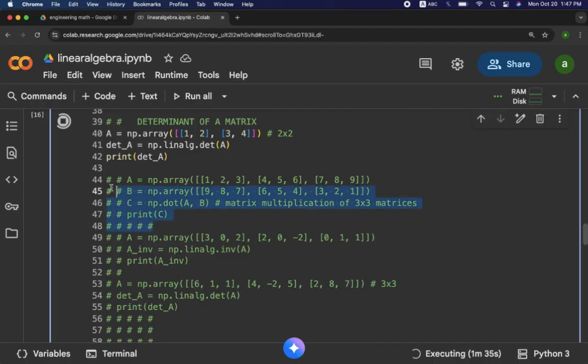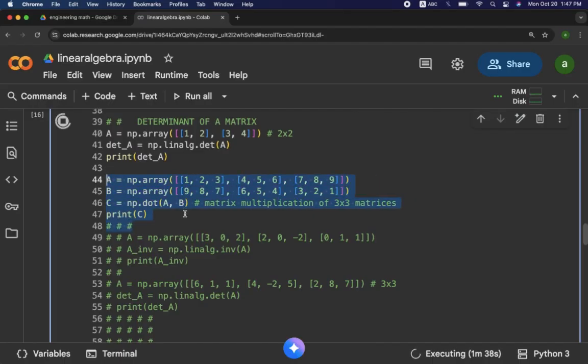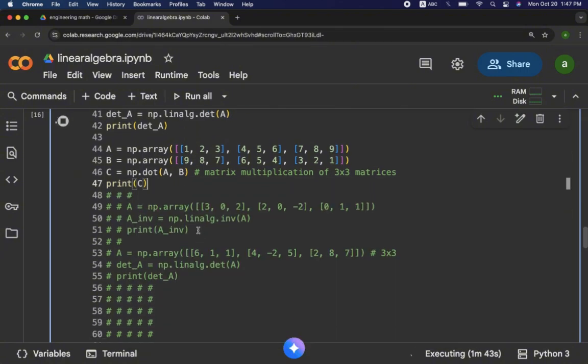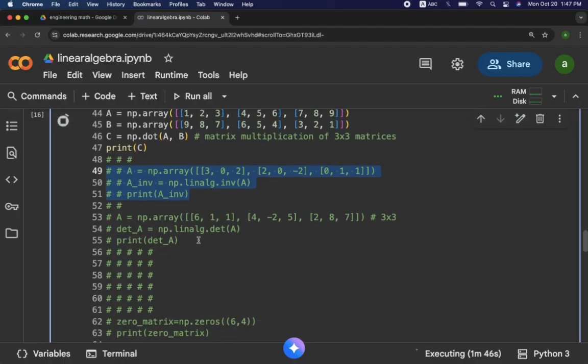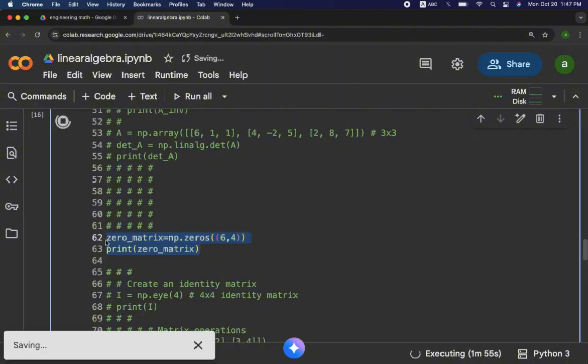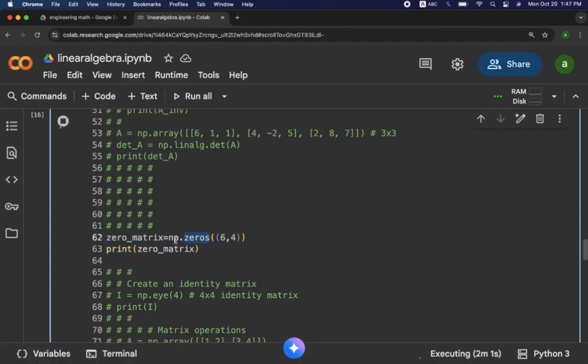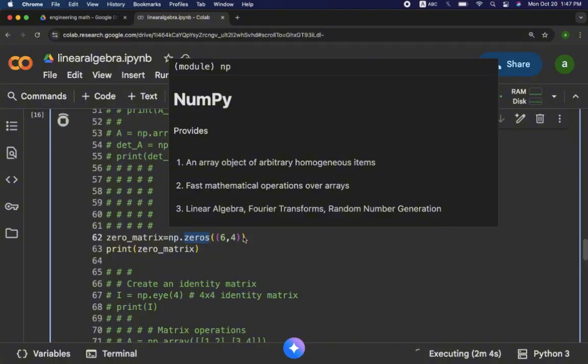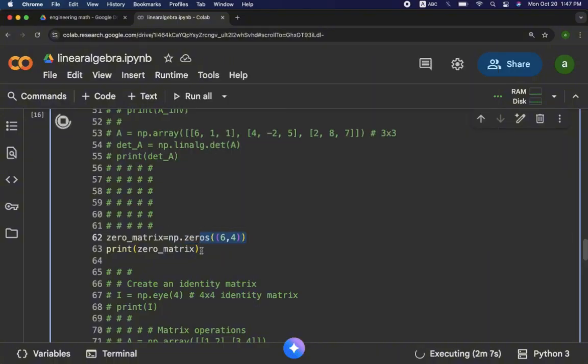And then basically there are a few more examples here with matrix multiplications. So it's really quite similar. Here again another matrix inversion and determinant. Another thing you might need to create is a matrix of zeros, okay? And that's again quite convenient in Python. Just use the NumPy zeros, and that will create a matrix of zeros with the dimensions that you want. So this is 6 by 4 dimension, and this will create our zero matrix.